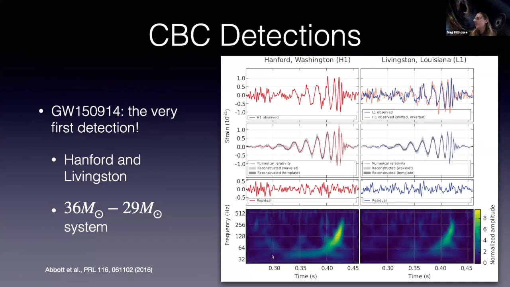And so you can see here, we have that nice characteristic chirp that we saw, and these are the inferred waveforms, both based on our models and a sort of more flexible waveform. And it looks exactly like what we expected from CBC.